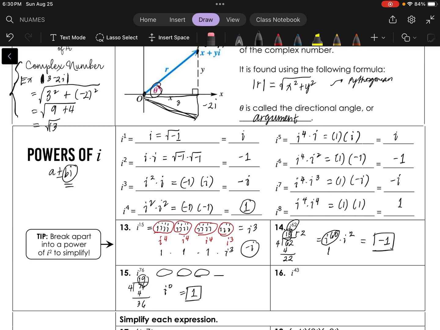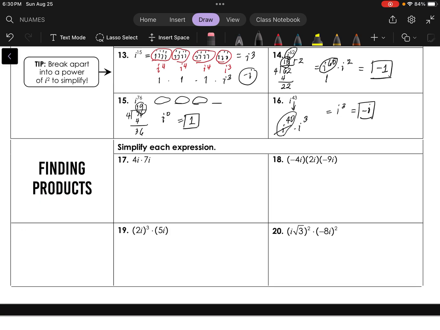Let's try to do i raised to 43. If your number sense is good, what's the highest multiple of 4 you could have within 43? That's 40, times i raised to 3. So this basically cancels out. That's just 1, and you're only left with i raised to 3, which is equal to -i.